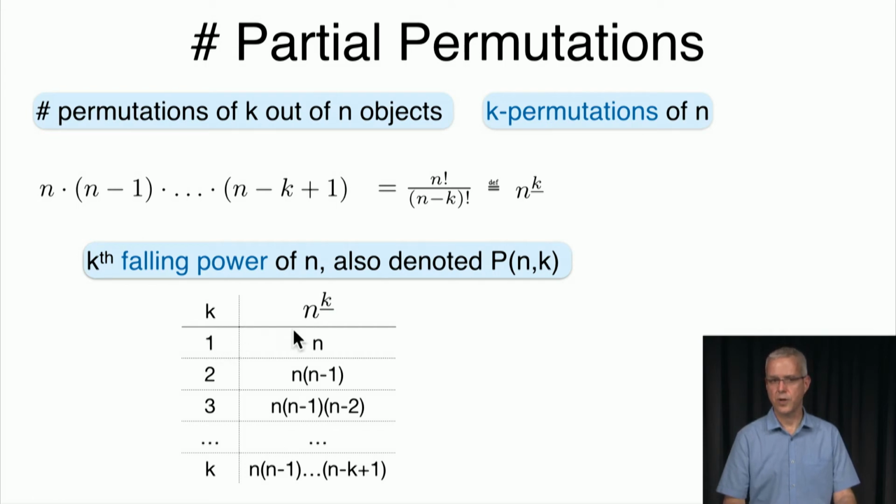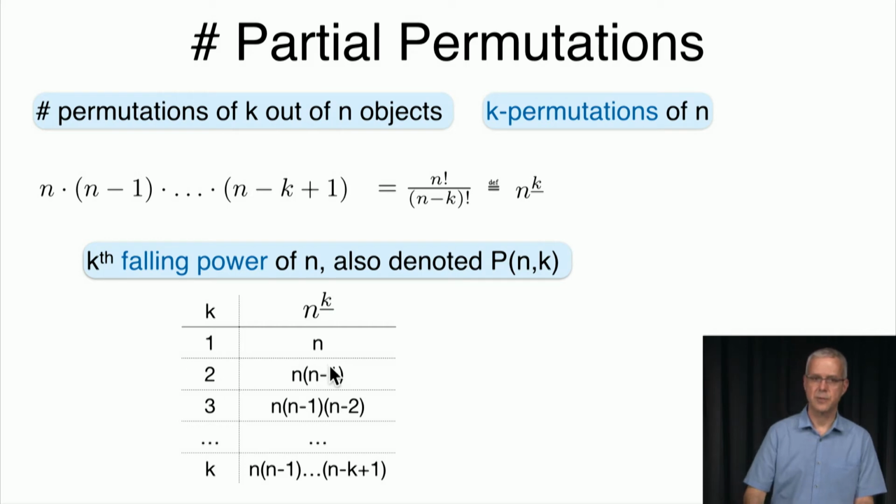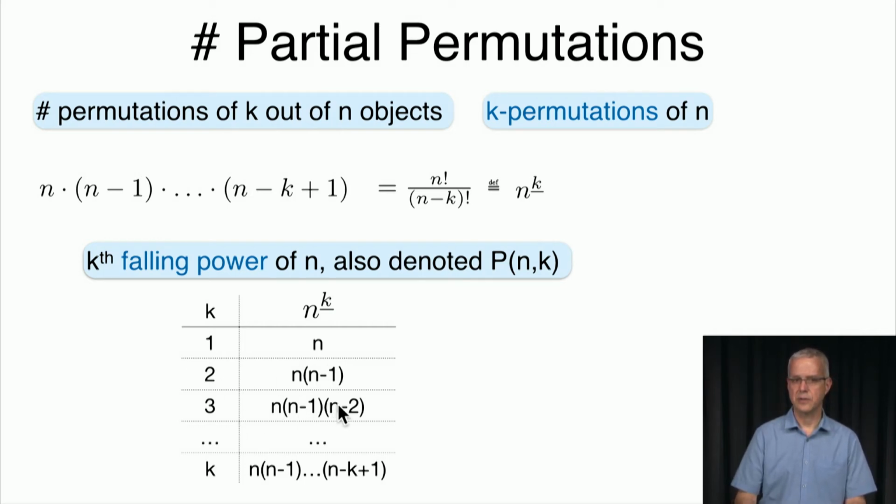So for k equals 1, n to the 1 falling power is just n. For k equals 2, it's n times n minus 1. For k equal to 3, it's n times n minus 1 times n minus 2, and so on, up to k, where it's n times n minus 1 times ... times n minus k plus 1, as we define it to be.